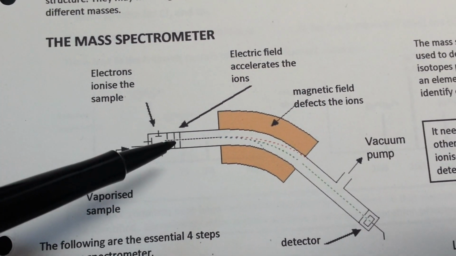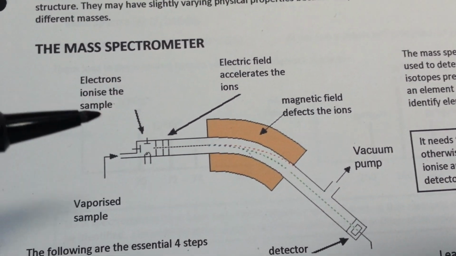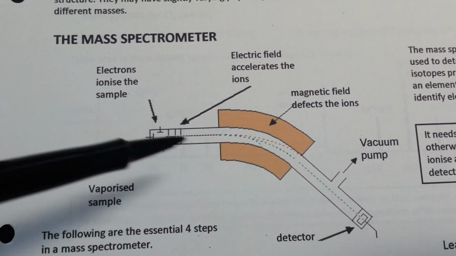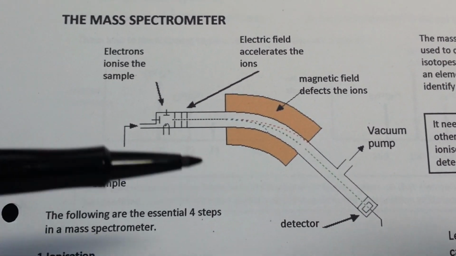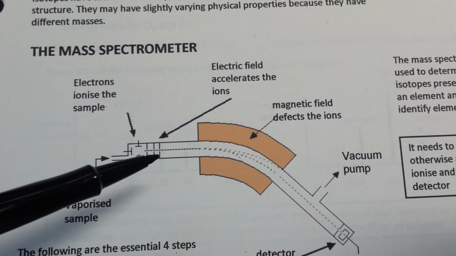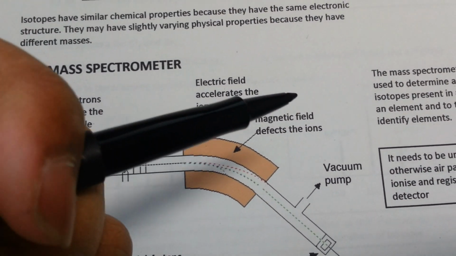Next, there's a negative plate there. Because this plate is negative and the ion is positive, it is going to attract the ion, so that's going to accelerate the positive ion and make it into a beam. This is going to go towards a magnetic field.